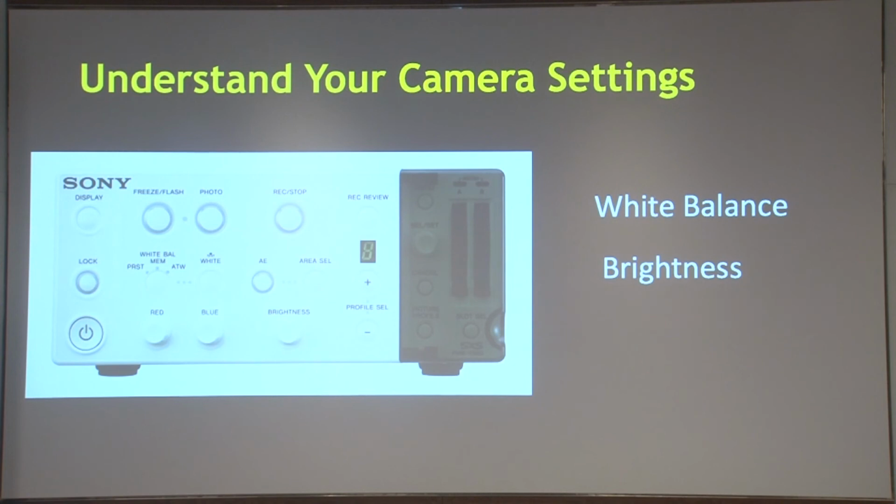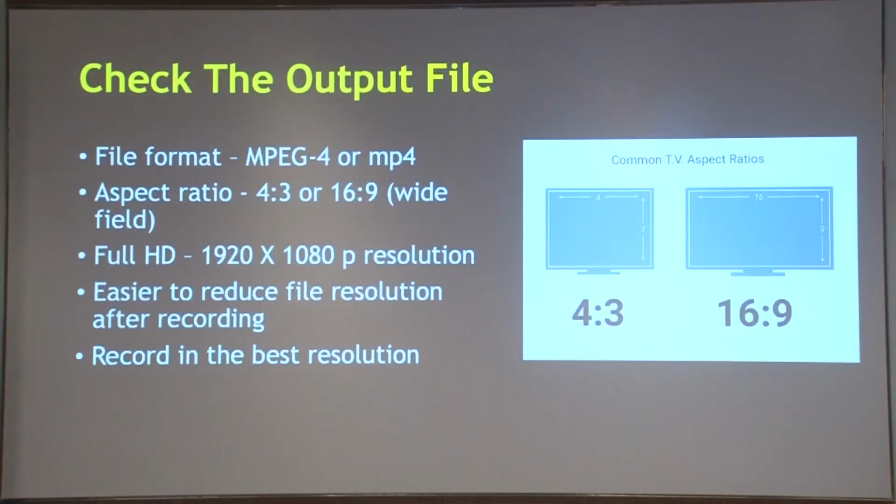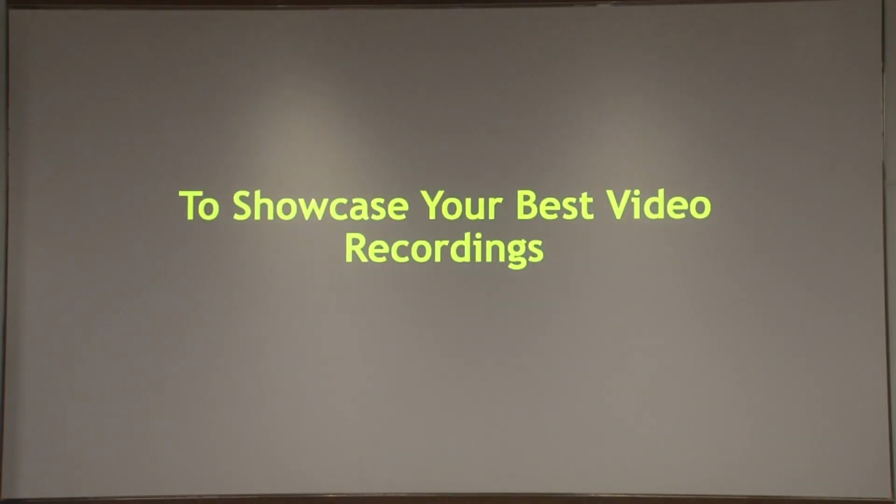So we have to understand our camera settings. We should know how to adjust the white balance, how to adjust the brightness, and always we should check the output file. So nowadays we all see widescreen, so it is better to have 16:9 compared to 4:3. Better to record with the full resolution, like full HD 1920 by 1080p, so that we can reduce the file resolution later to decrease the size of the file. We should always record in the best resolution, and always we should showcase our best video recordings.